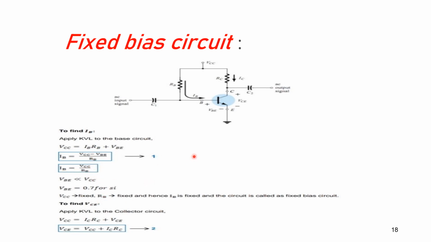To find out the VCE, the operating point is IC comma VCE. See the output loop equation here. VCC is equal to ICRC plus VCE. So VCE is equal to VCC minus ICRC. From this equation, we will get the IC.